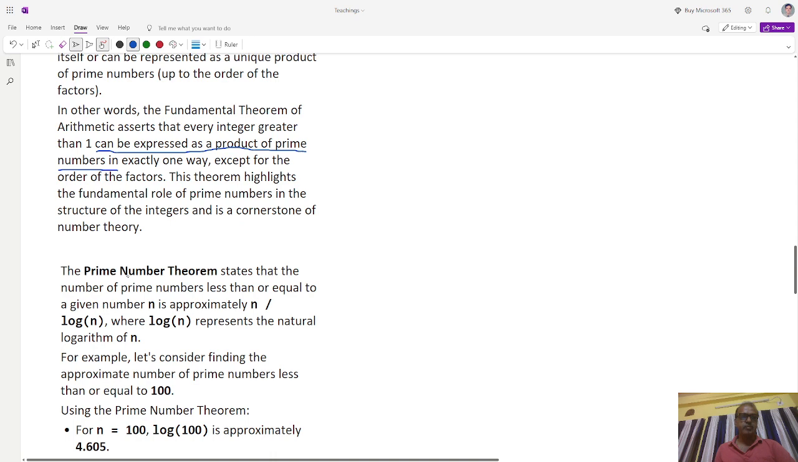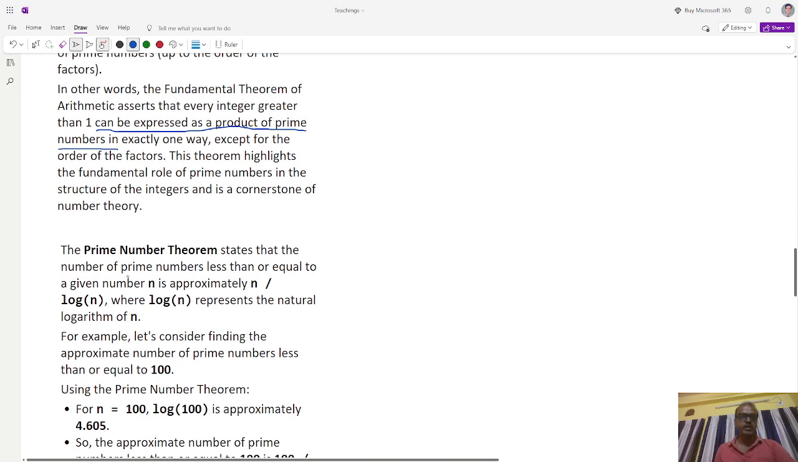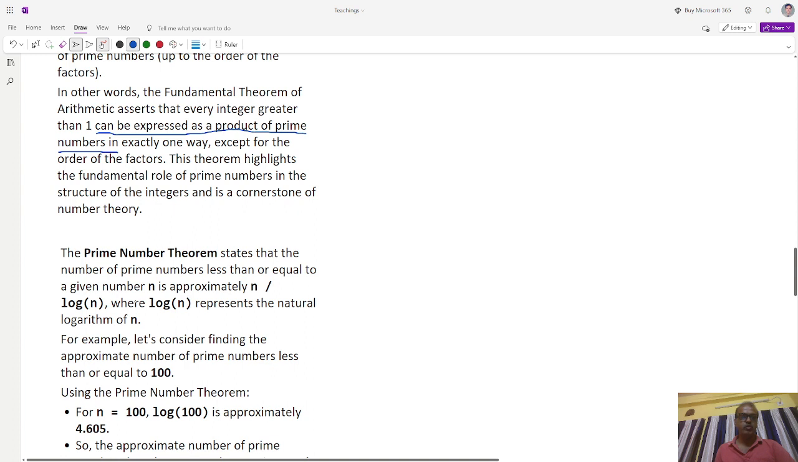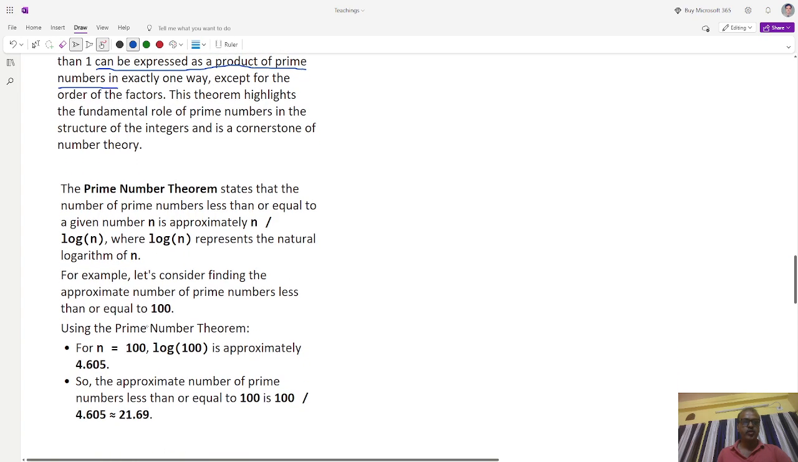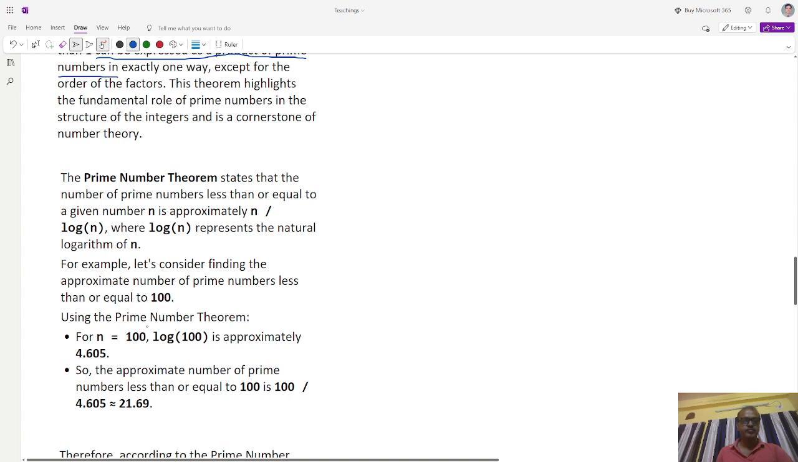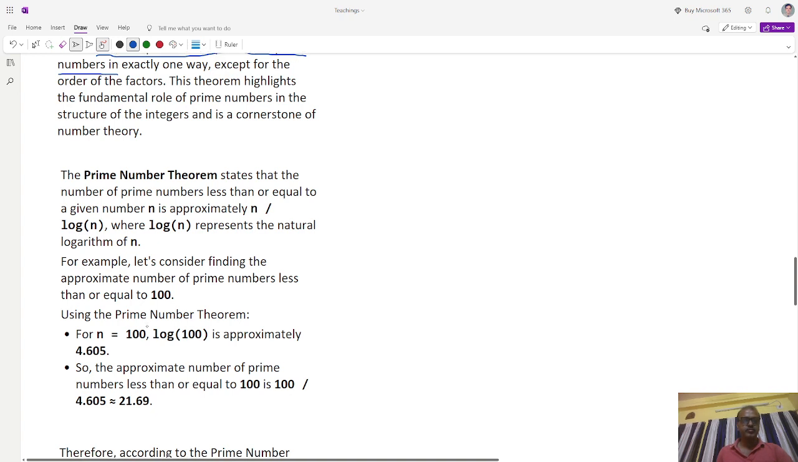It states that the number of prime numbers less than or equal to a given number n is approximately n by log n, where log n represents the natural logarithm of n. With the help of this theorem, we can find out the number of prime numbers for a range of numbers. For example, let's consider finding the approximate number of prime numbers less than or equal to 100.